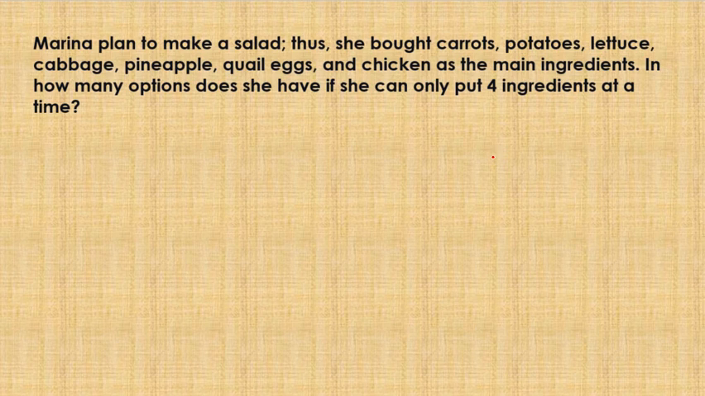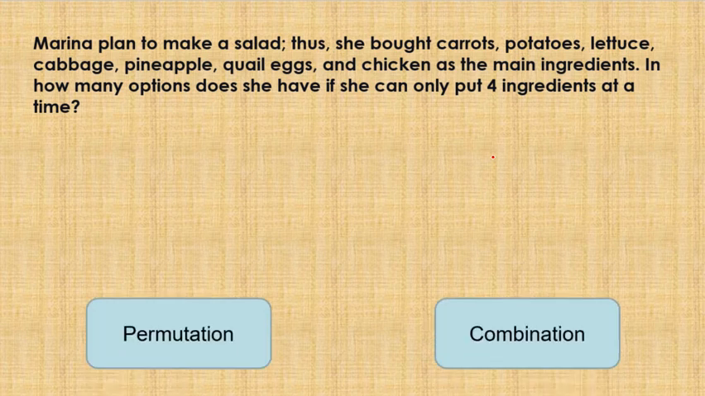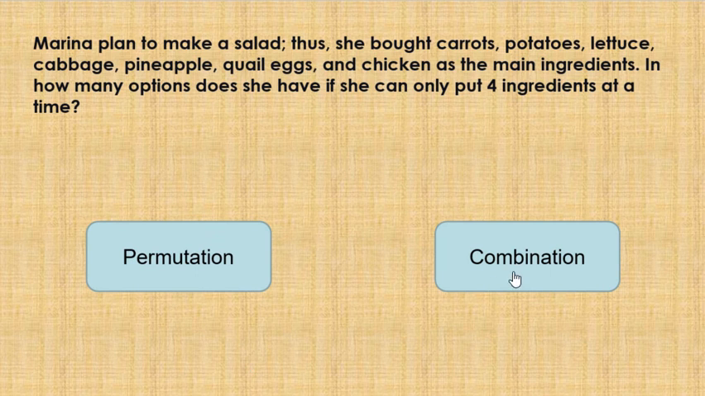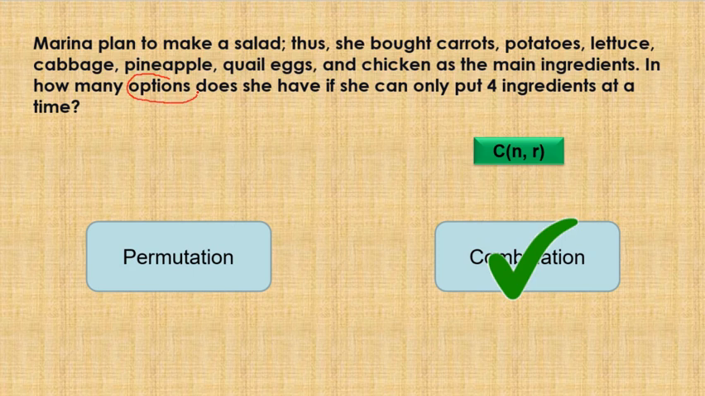Marina planned to make a salad. Thus, she bought carrots, potatoes, lettuce, cabbage, pineapple, quail eggs, and chicken as the main ingredients. How many options does she have if she can only put 4 ingredients at a time? Is this permutation or combination? This still falls under combination. For what reason? There's the keyword option. The keyword option is for combination.